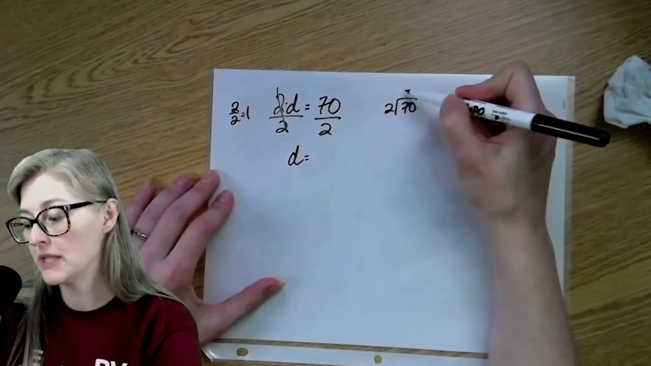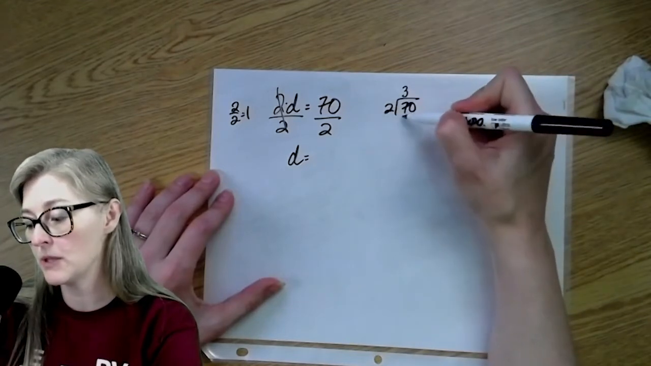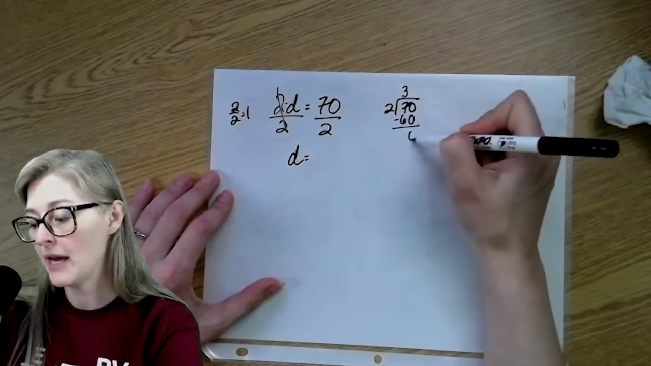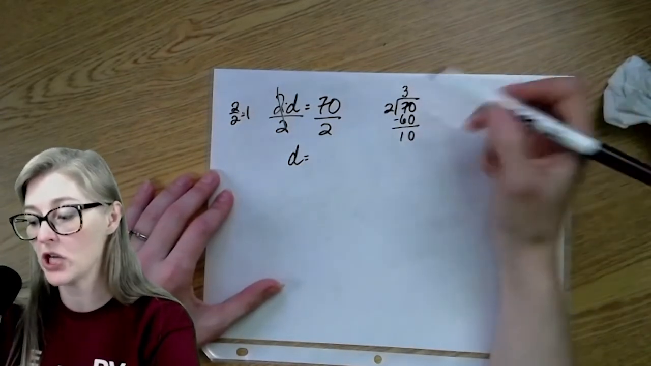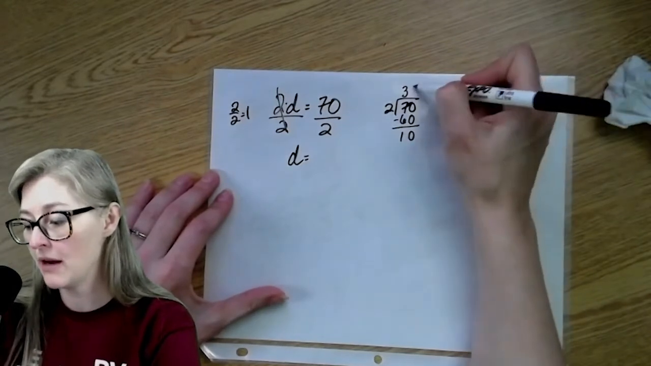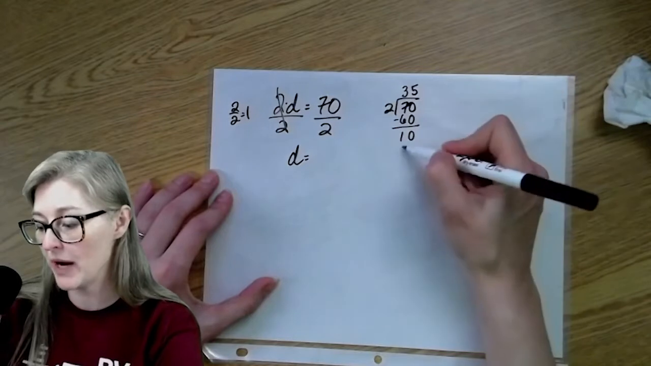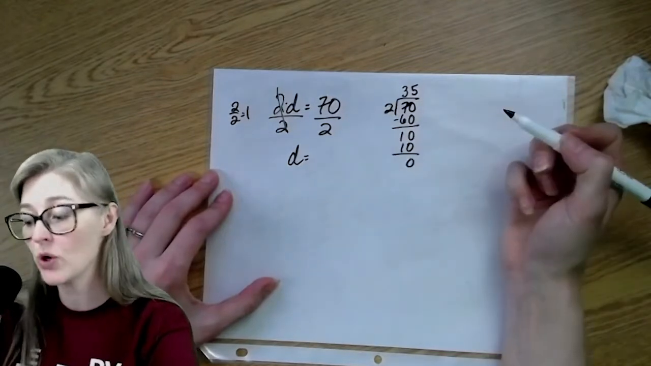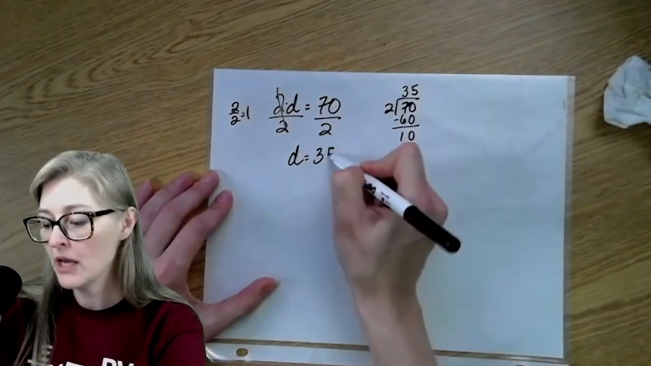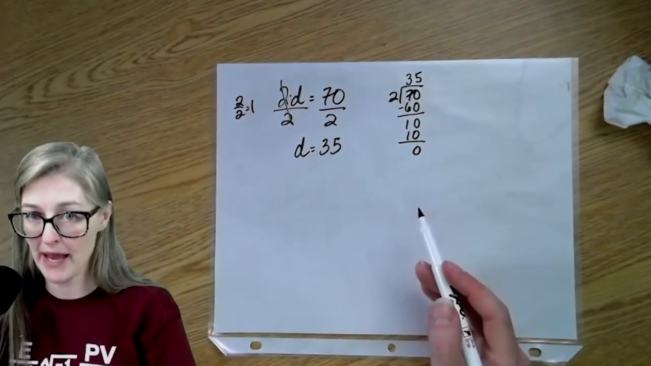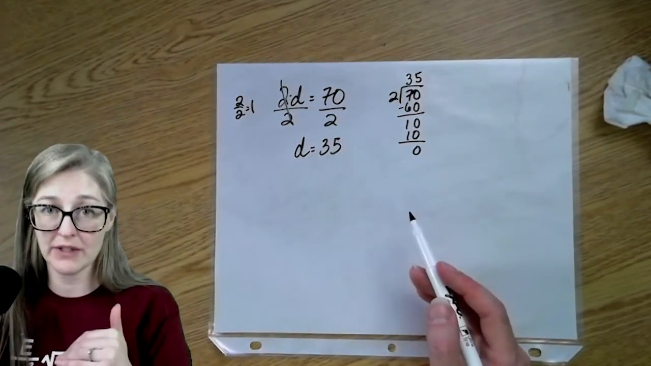2 goes into 7 3 times. 3 times 2 is 6, but I'm in the tens place. And I have 10 more remaining to share out. 2 goes into 10, and I'll get 5 nice groups. 5 taken twice is 10, and I have no remainder. So if each piece of luggage weighs 35 pounds, they'll make the max of 70.